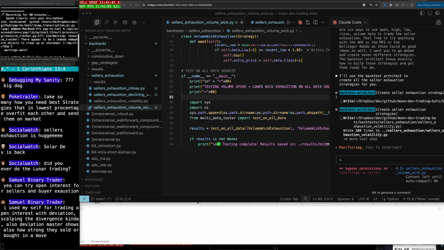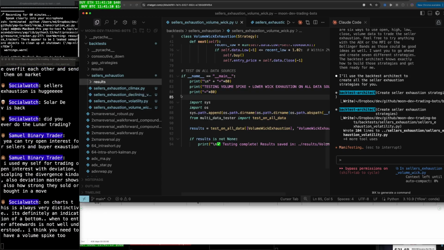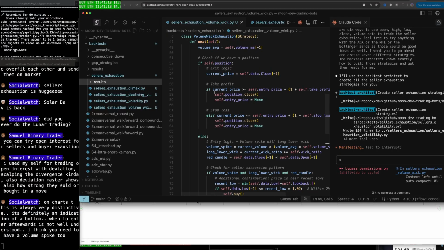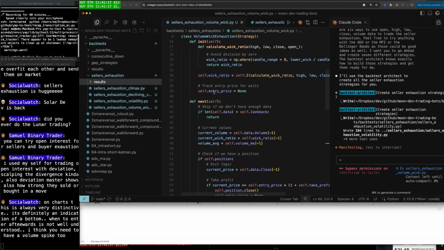All right, so it looks like she's on 4 now. She knows the mission at least. When to enter afterwards is not well understood. I think you need to have a volume spike too. Okay, okay. So maybe try a volume spike.